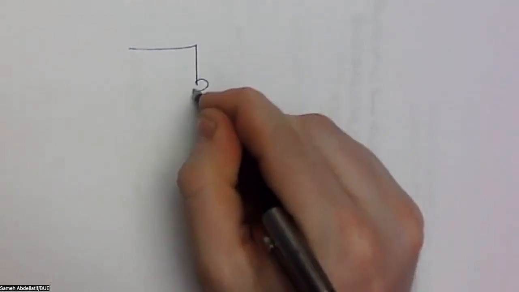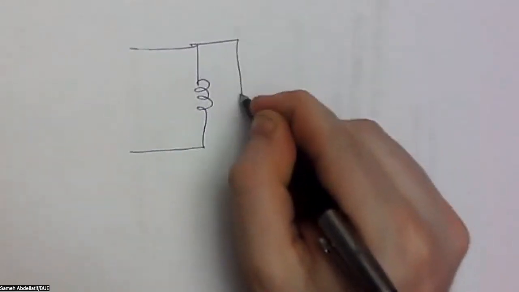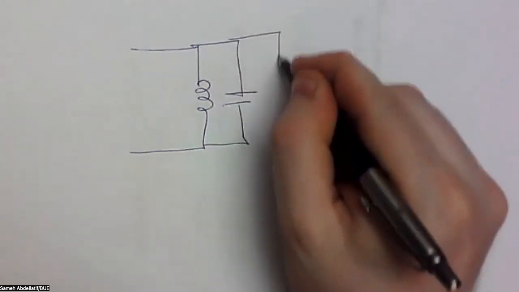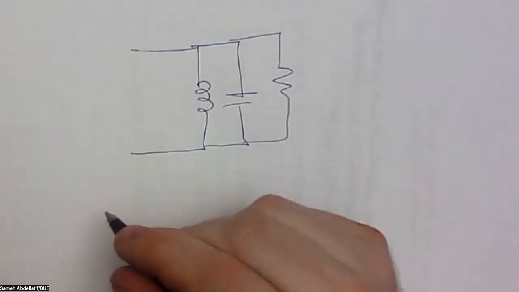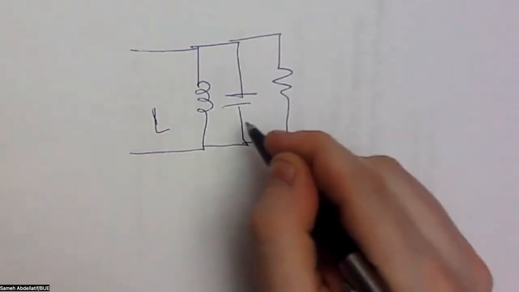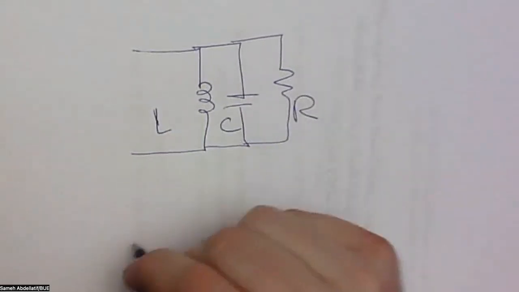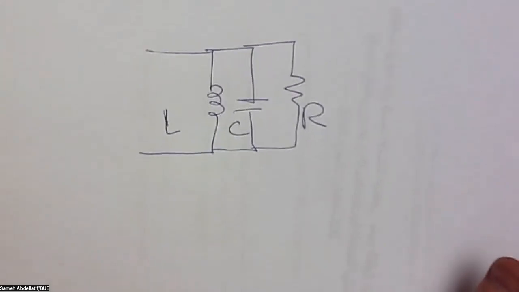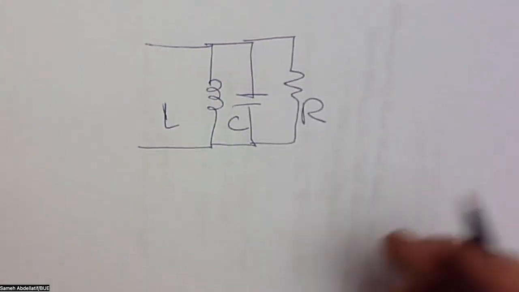Let's try to go to the whiteboard and see together how the RLC filters work. So generally speaking, when we have an RLC filter, we have something like that. So we have a coil, an inductor, a capacitor, and then a resistance. That we call an RLC filter.